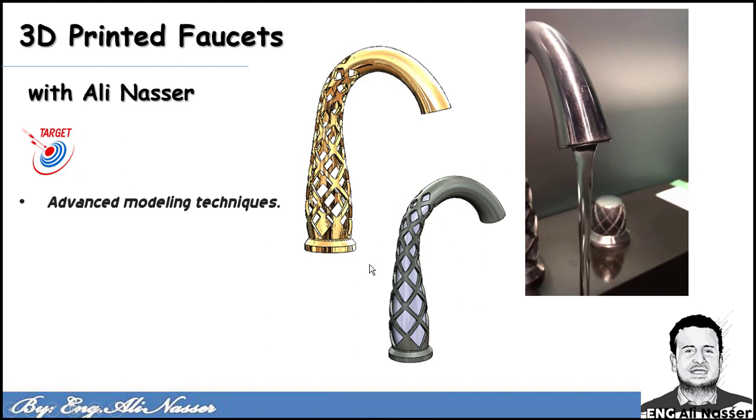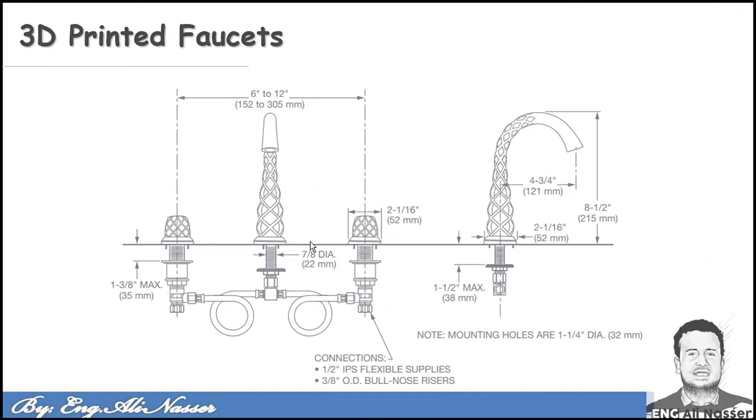Actually, this faucet is built by topology design, which means we made some study to remove unneeded material and get an optimal design. Let's start to show how to build this model, but in the beginning we need to have a blueprint like this.